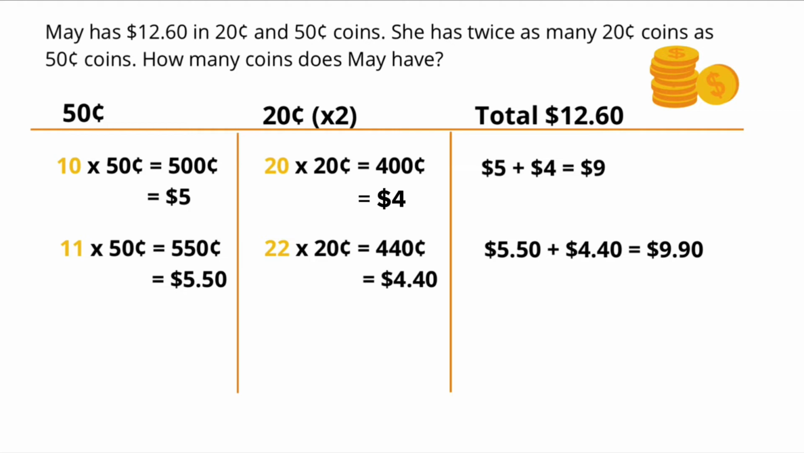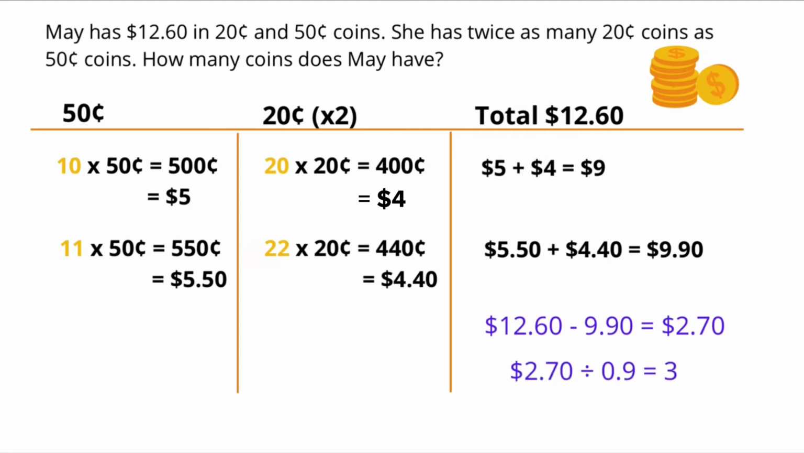What is the distance between the target and our guess? $12.60 minus $9.90. The answer is $2.70. Then $2.70 divided by 90 cents, the answer is 3. Do you still remember what this 3 represents? It means we need to increase our guess by 3.